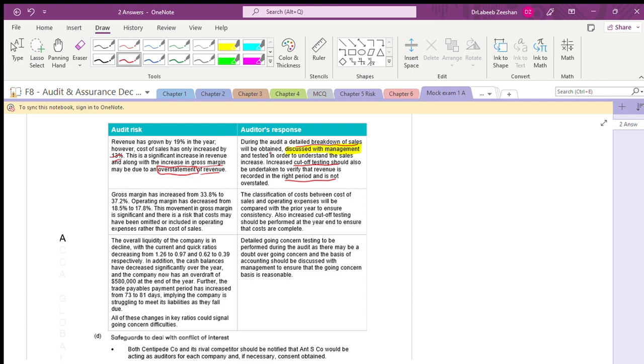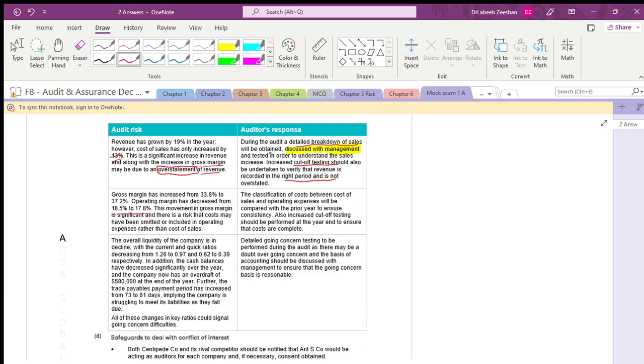At the end of the year, very strictly with respect to the time gap, automatically you will reduce that. That is the response of the auditors. Gross margin has been increased from 33 to 37. Operating margin has been decreased from 18 to 7.